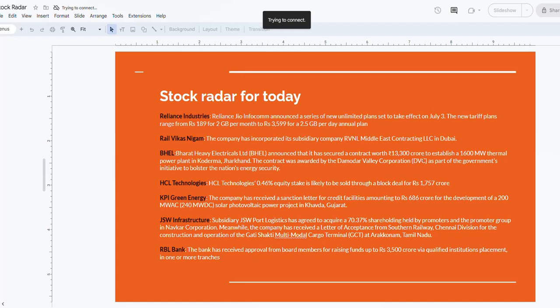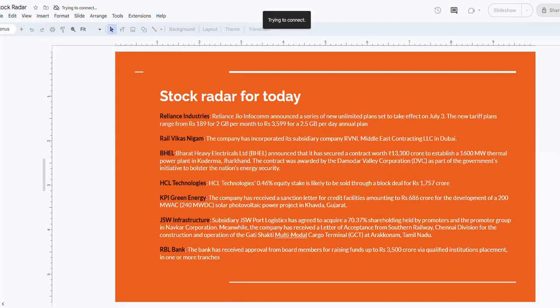Then comes KPI Green Energy. The company has received a sanction letter for a credit facility amounting to 686 crores for the development of 200 MWAC. This is a technical term, I need to check on that. We'll check and get back to you, but for now, they received a sanction letter for 686 crores, guys, for a solar photovoltaic power project in Kovoda, Gujarat.